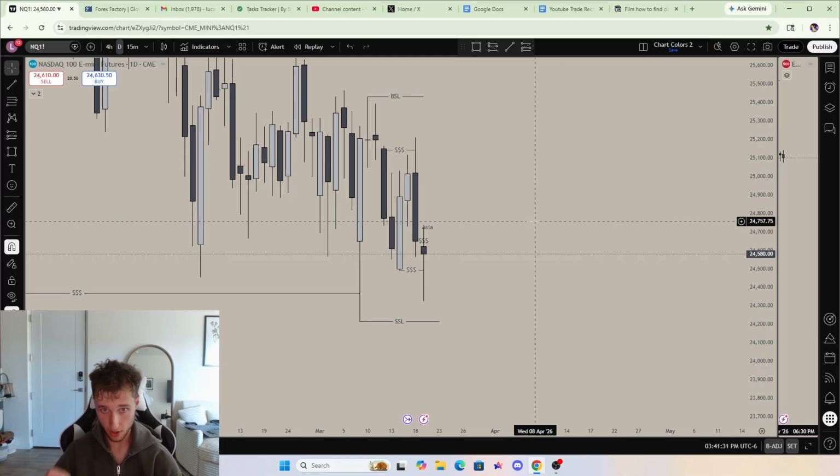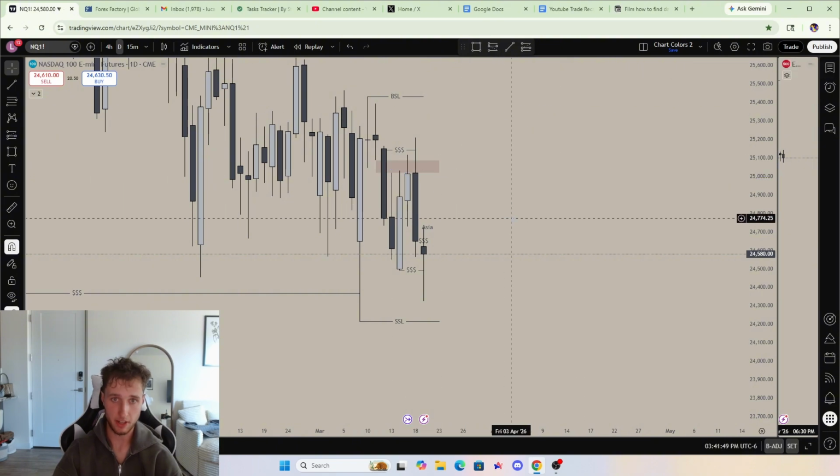I start off on the daily time frame. And what do I look for first? What inefficiencies are getting respected? What inefficiencies are getting disrespected? So what is getting respected? This daily bearish fair value gap is getting respected, right?